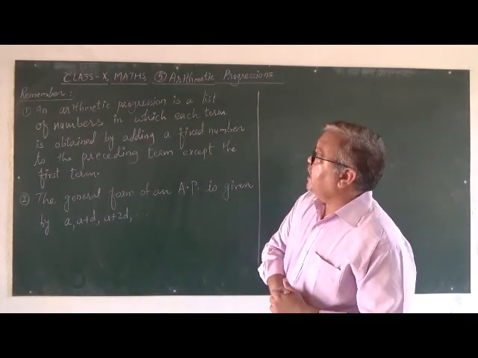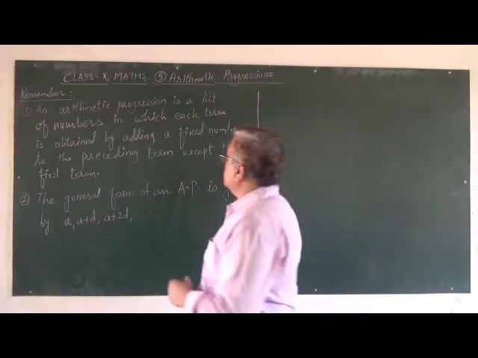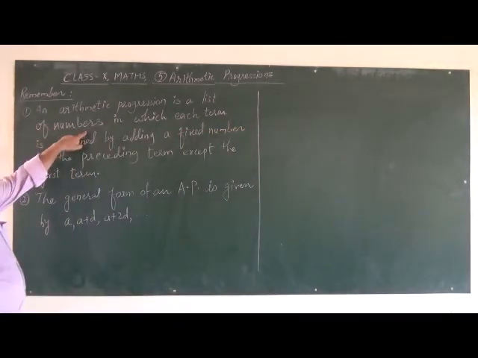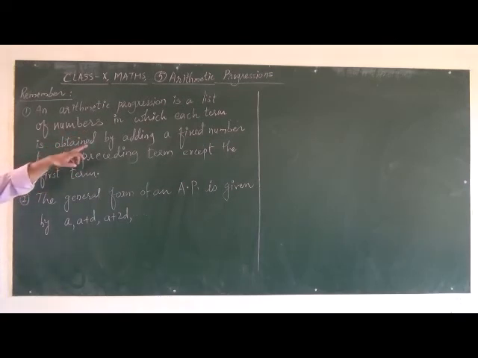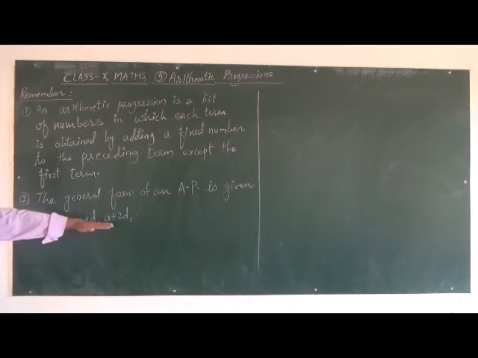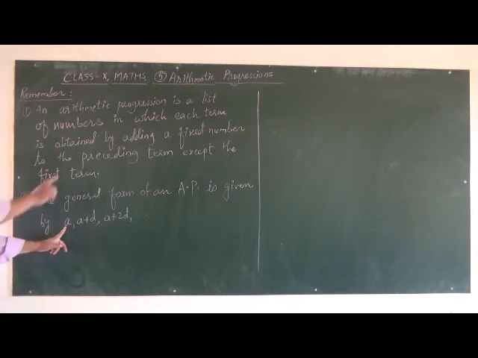It is given here. An arithmetic progression is a list of numbers in which each term is obtained by adding a fixed number to the preceding number except the first term. Okay, and the general form of an AP is given by a, a plus d, a plus 2d, and so on. What is a? A is called the first term. What is written here? Each term is obtained by adding a fixed number to the preceding term. So except the first term, which is a.